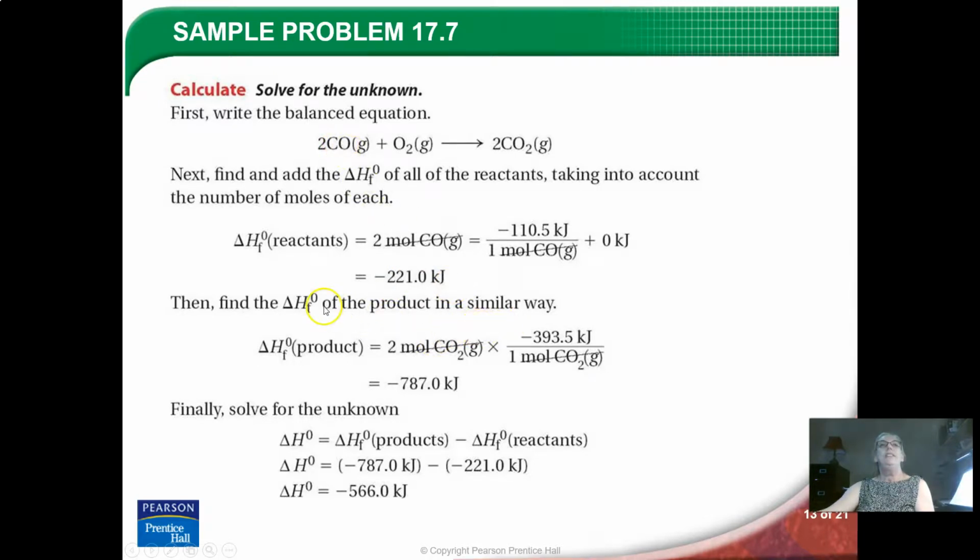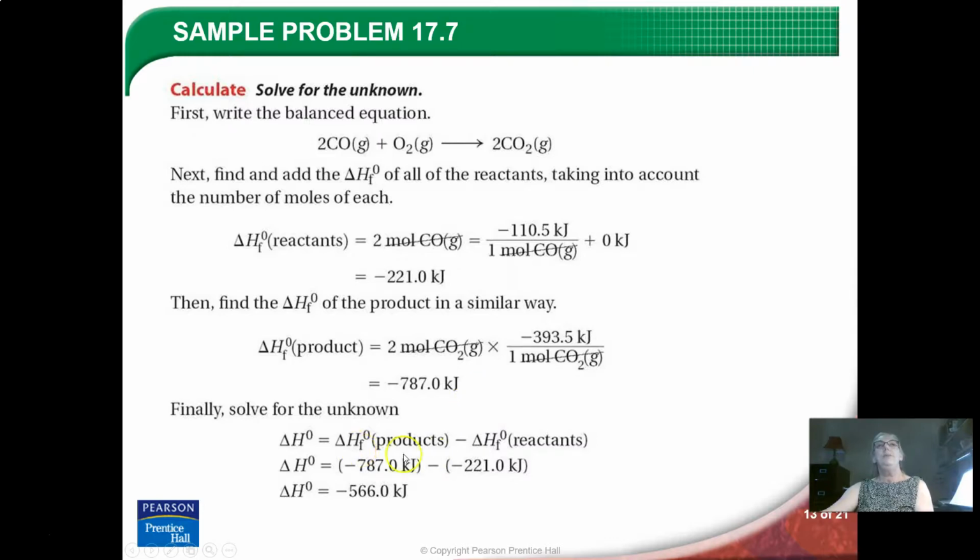And then we're going to find the delta H of the product. We're going to make 2 moles of this, so we're going to use that delta H for this one, and it's going to be times 2. So these numbers are from the chart, and they're per 1 mole, so that's the definition. So if you have a different amount from your balanced equation, you have to remember that.